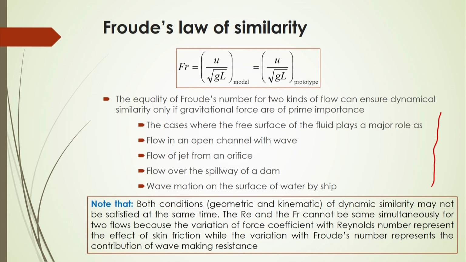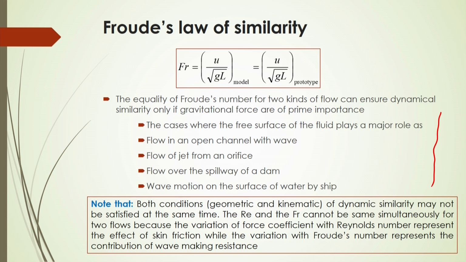In this case, you have to remember that both conditions of dynamic similarity, geometric and kinematic, may not be satisfied at the same time. The Reynolds number and the Froude number cannot be the same simultaneously for the two flows, because the variation of force coefficient with Reynolds number represents the effect of skin friction, while the variation with Froude number represents the contribution of the wave making resistance there.